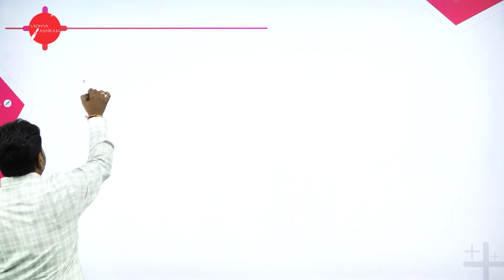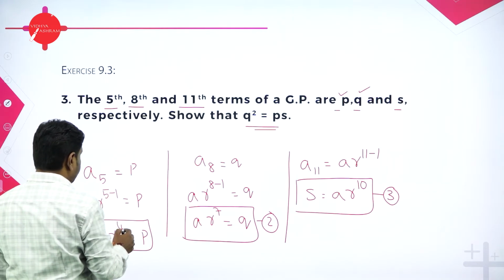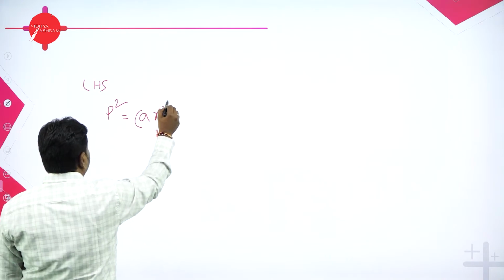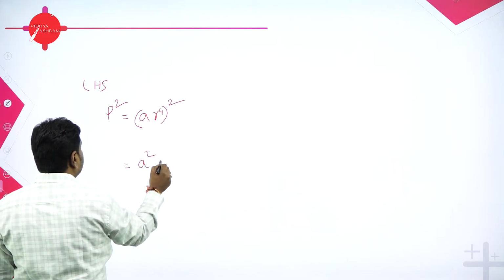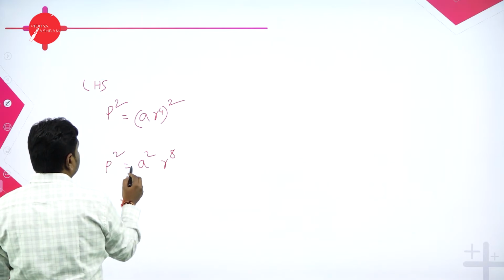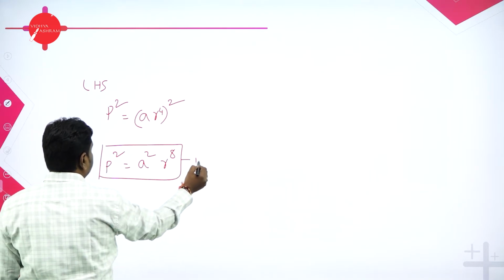Substitute. So we'll take LHS. LHS is what? P square. What is the value of P? P is A R power 4. A R power 4 whole square. So that will become A square, R power 4 2s are 8. So P square value you got. What is P square? A square R power 8. So we call it equation 1.